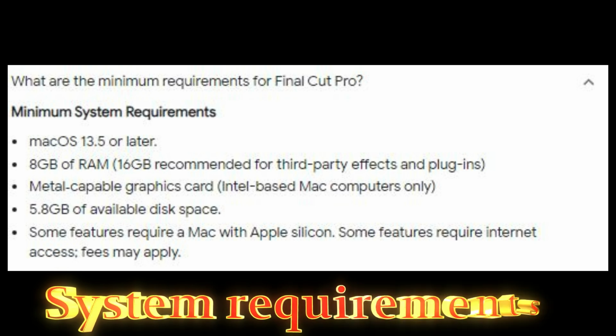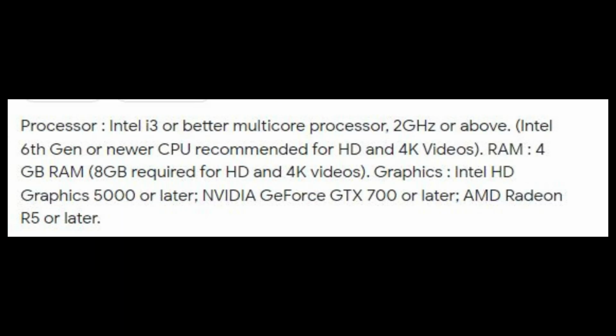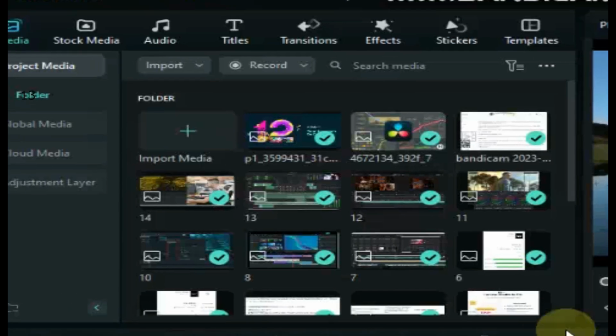System requirements for both softwares are shown. Final Cut Pro requires macOS 13.5 or later, 8 GB of RAM with the mentioned components. Filmora can be operated on 4 GB RAM with the mentioned components. Let's start by taking a look at the features of each program.